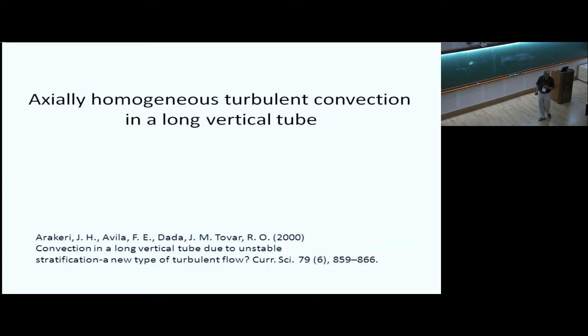And so this brings us to the other type of flow, which is axially homogeneous turbulent convection in a long vertical tube. And this work was started when I spent a few months in Mexico, and we wanted to do something very quickly. And it was first published in Current Science in 2000.